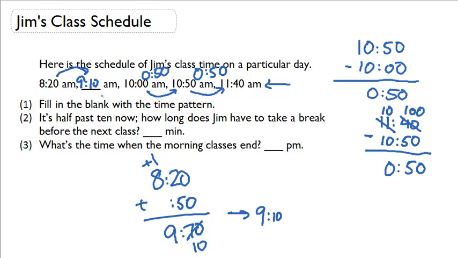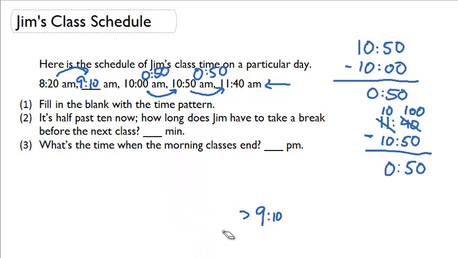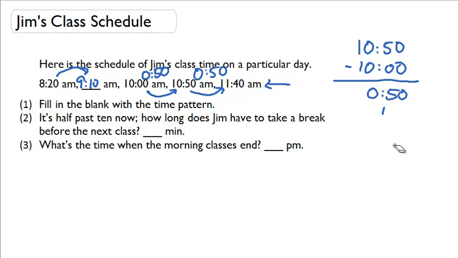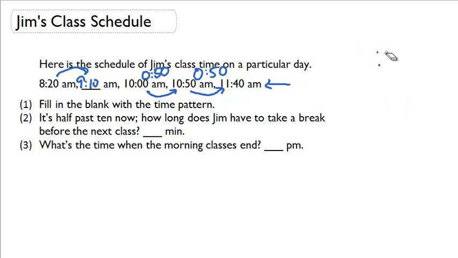And I can do the check in my brain just to make sure that it's all correct. It's 50 minutes from 9:10 to 10 o'clock, and indeed it is. So I filled in the blank with the time pattern, and my next step is to think about it's 10:30 now. How long does Jim have to take a break before the next class? If it's 10:30, I need to figure out what that time looks like with numbers. That means it should be at 10 o'clock and half an hour past it. And I know the next class Jim has is 10:50.